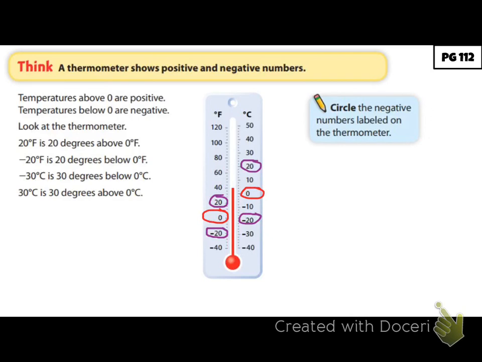So it says to circle the negative numbers labeled on the thermometer. So here I'll change colors again. And starting with negative numbers, we would circle everything below the 0. So that would be these down here.